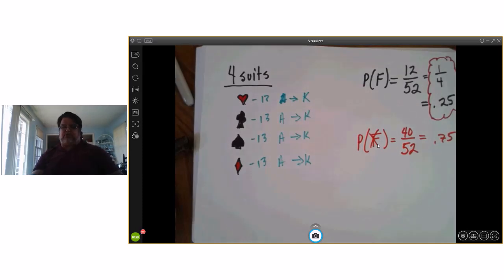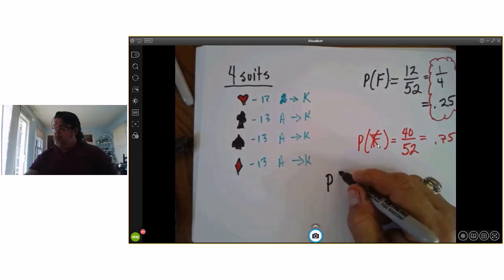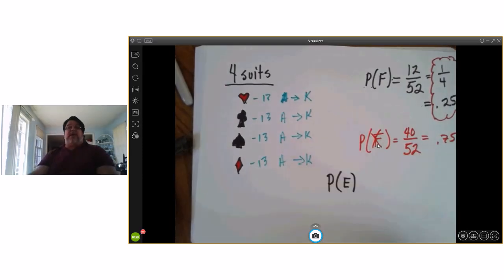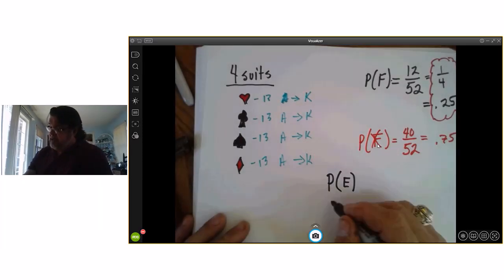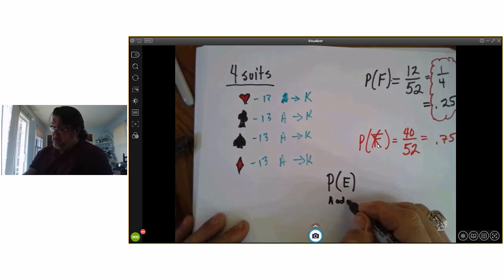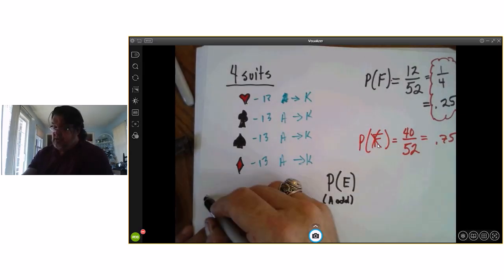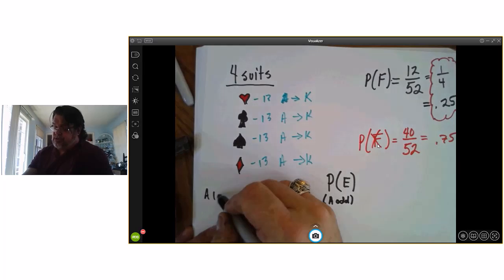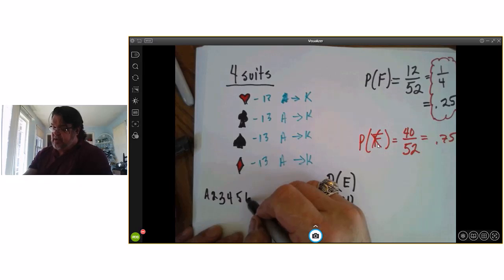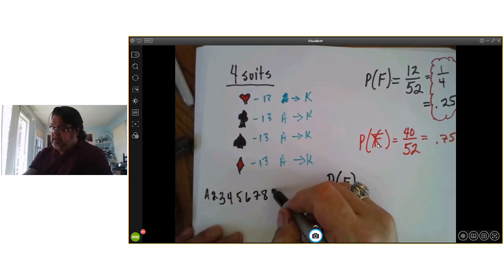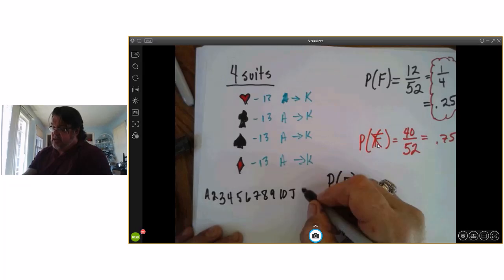So here's another one. And I won't end on this one. What is the probability of an even card? With ace being odd. Okay? So let's write it down. Ace, 2, 3, 4, 5, 6, 7, 8, 9, 10, jack, king, queen.